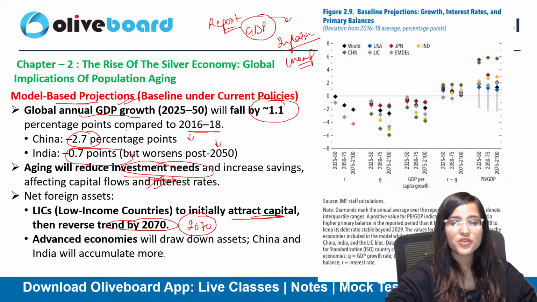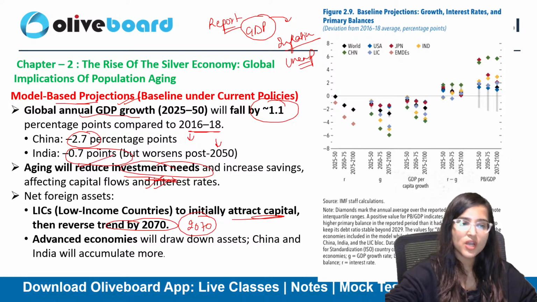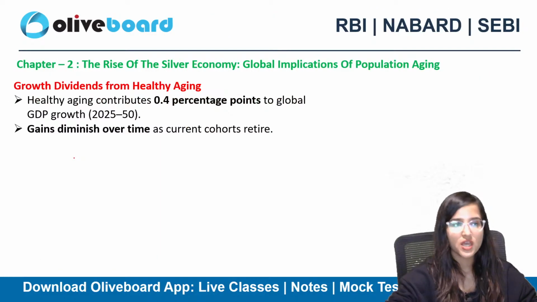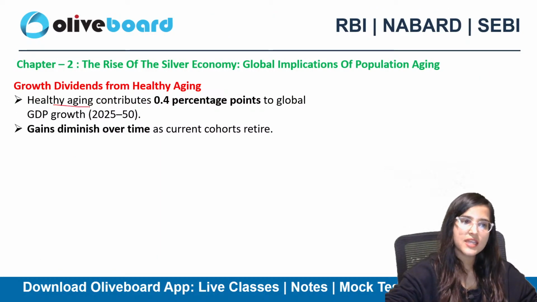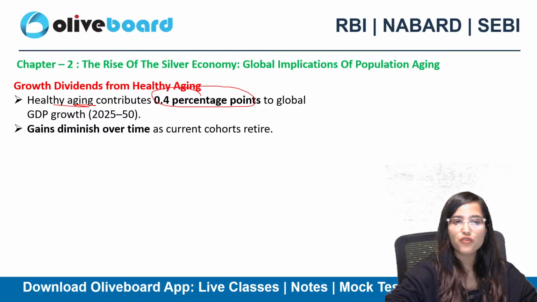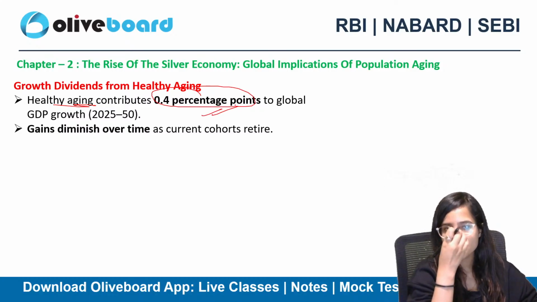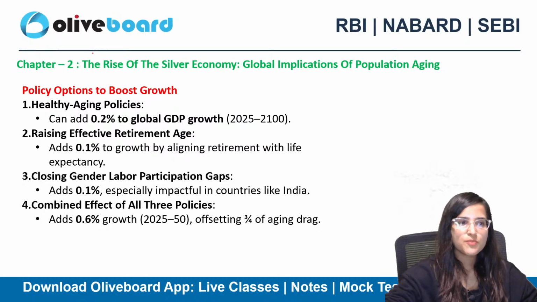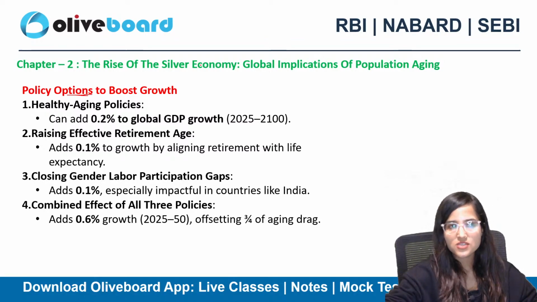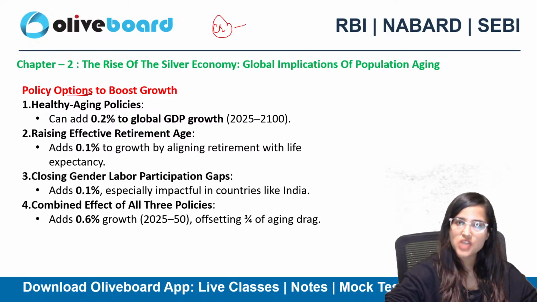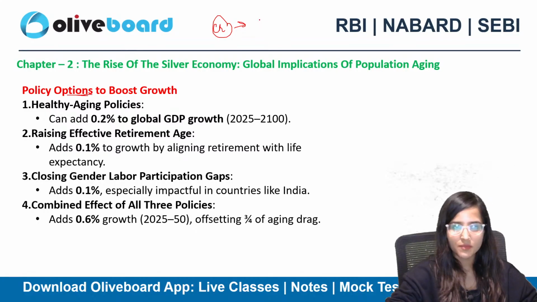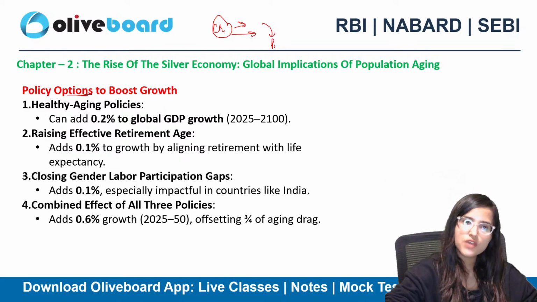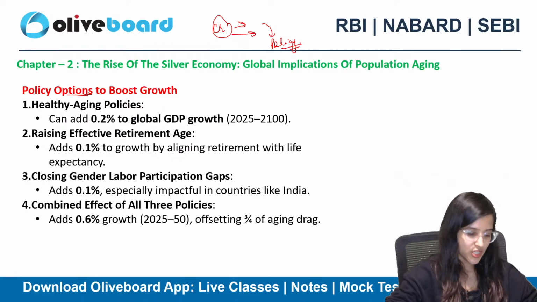Advanced economies will draw down assets. China and India will accumulate more. So यहाँ पे that is what they are saying. यहाँ पे they are saying that healthy aging contributes 0.4 percentage points to global GDP growth. ठीक है? Then what are the policy options that are provided in this? So what happens is whenever they provide any chapter जहाँ पे they are discussing about something, ठीक है? Whenever they're discussing about something, at the end they also give certain policy implications as well. ठीक है?